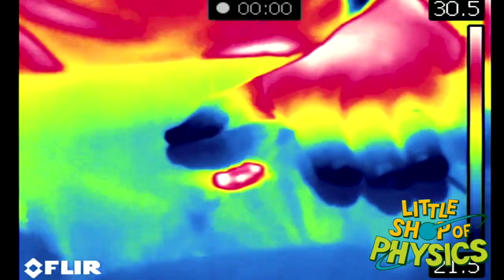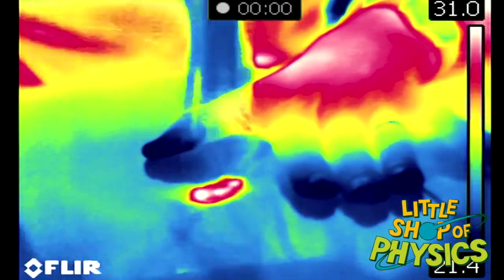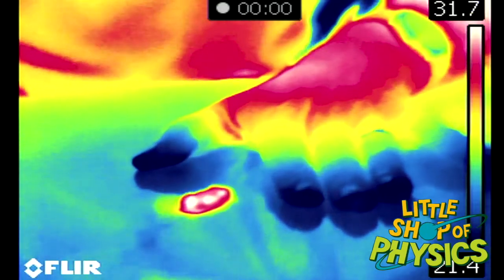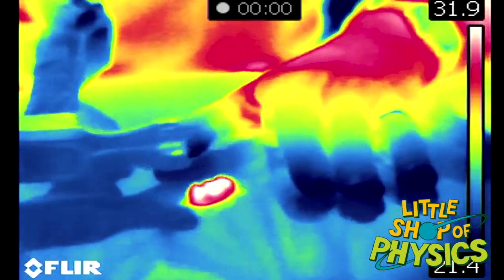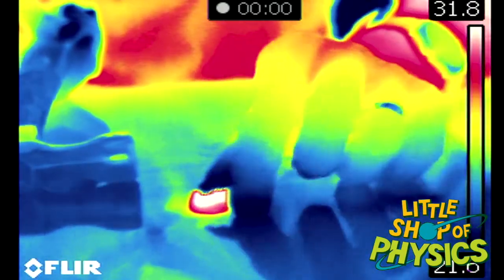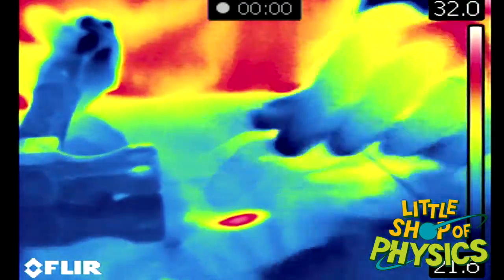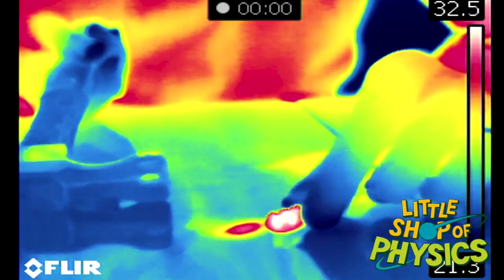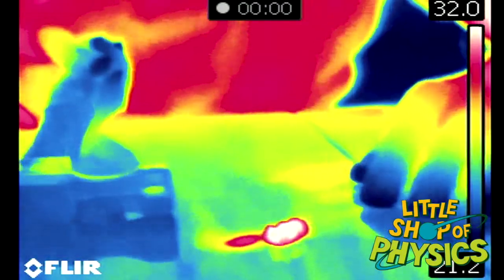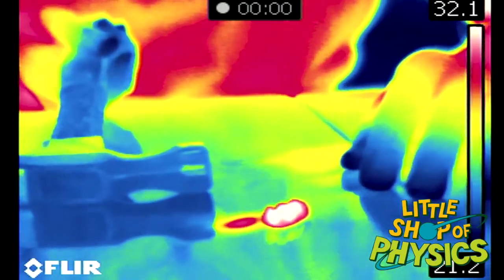And it's hot because I have put energy into it. I lost kinetic energy of the hammer. I picked up thermal energy of the gummy bear and I'm actually feeling it. Wow, it left a warm spot on the table. That is awesome. And I just heated it by hitting it with a hammer.